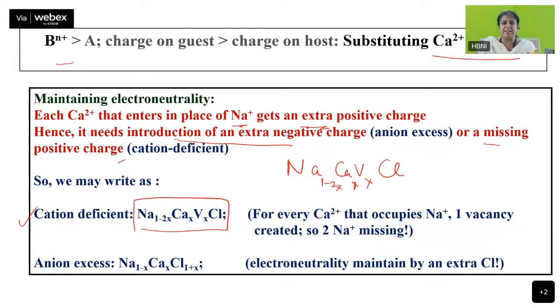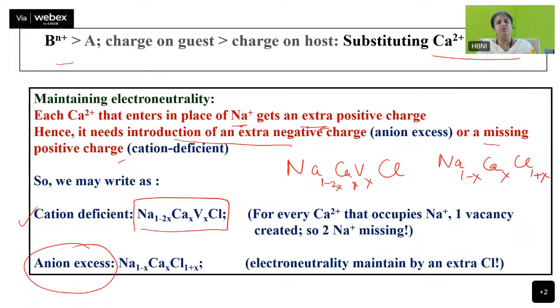For anion excess, if I'm talking of anion excess, I will absolutely not disturb my cation side. X calcium come in, 1 minus X sodium goes out, but now I have to increase the negative charge. How much? Every calcium brings in 1 extra positive charge. So it is 1 plus X. That is the formula for anion excess solid solution.